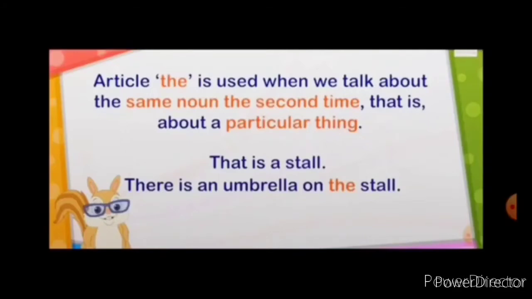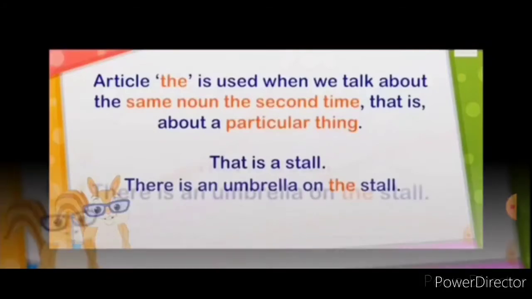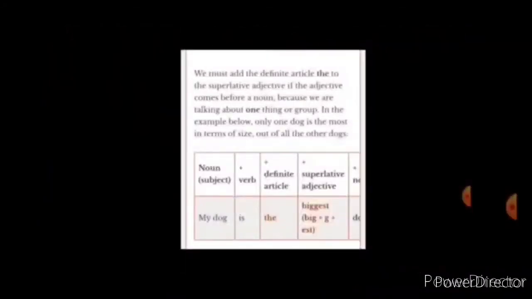Next, come to the next one. "A stall." Already we have used the indefinite article "a." Then again we have used the same noun in the sentence, so we have used the definite article "the." So it is "the stall." The next important thing is the rule of using the definite article "the."